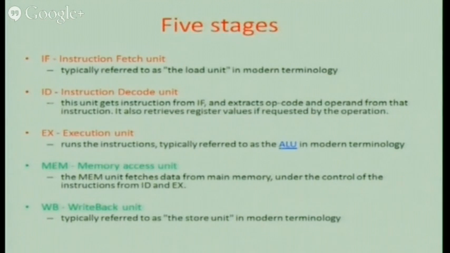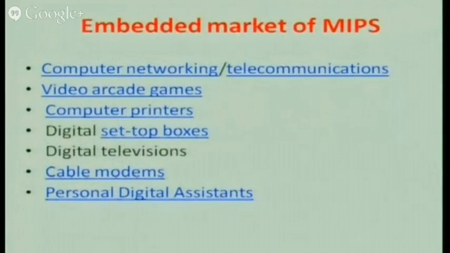It runs the instructions and is typically referred to as the ALU in modern terminology, that is arithmetic logic unit. Now these last 2 stages, that is the memory access unit and write back unit, make it different from the ARM type of processor, that is ARM7. The memory unit fetches data from main memory under the control of the instructions from the instruction decode unit and the execution unit. The last stage is the write back unit. This is typically referred to as the store unit in modern terminology. So we can say that your MIPS also follows a store and load type of architecture, which was also followed by your ARM9 type of embedded processor. Right? So these are the embedded market of MIPS.